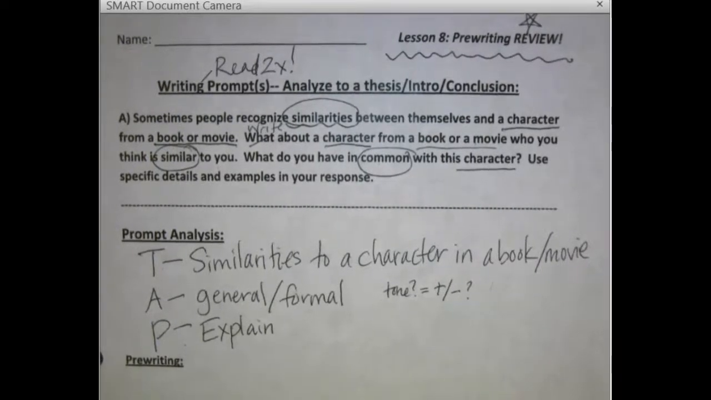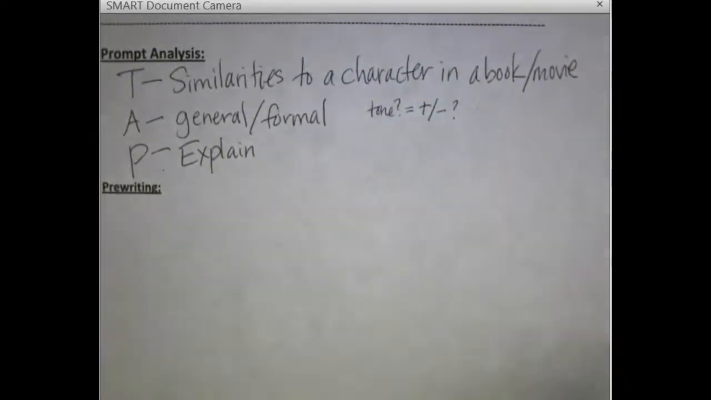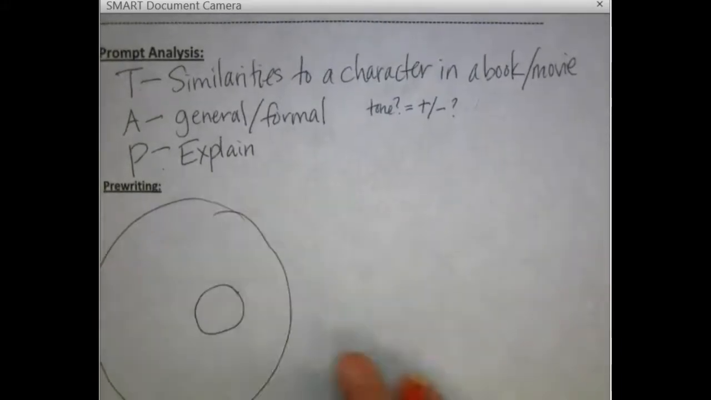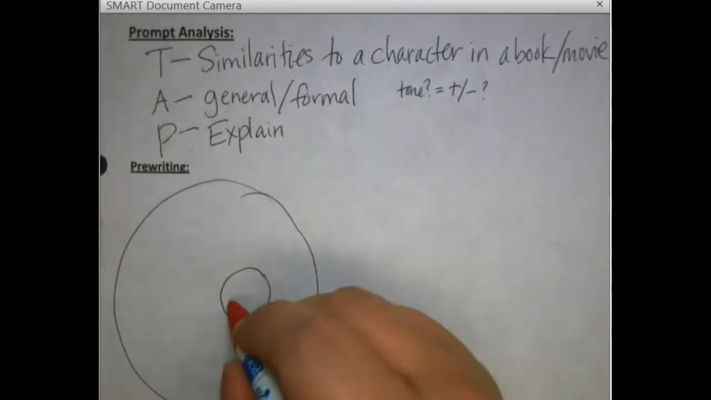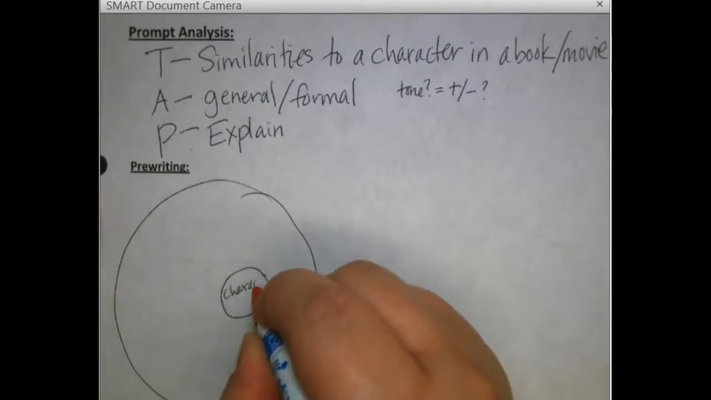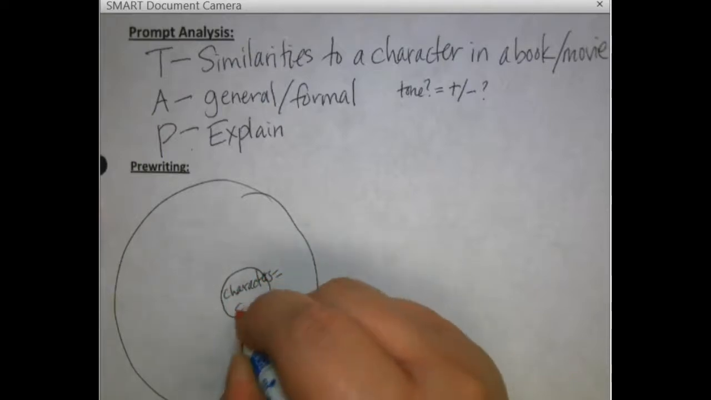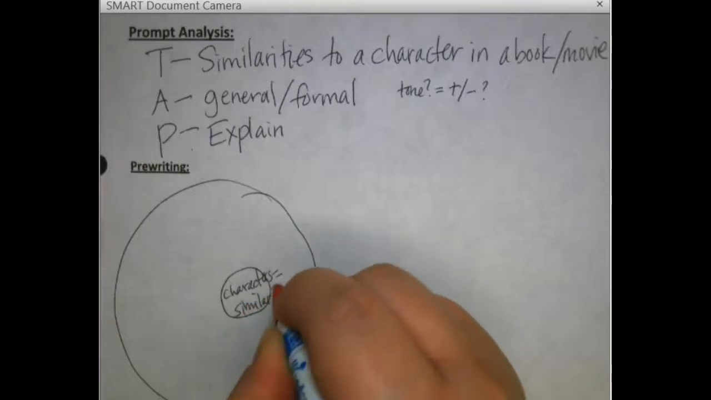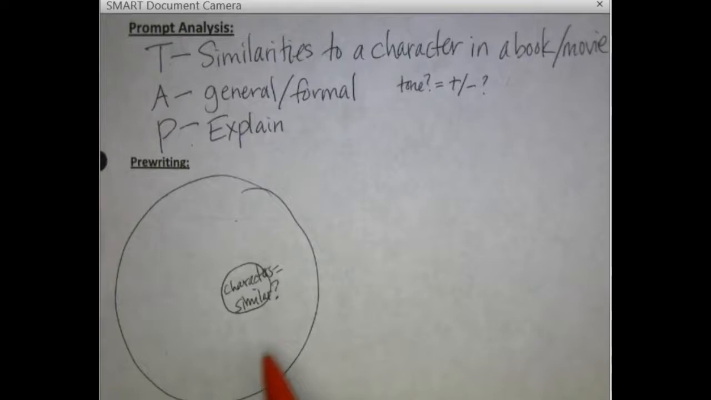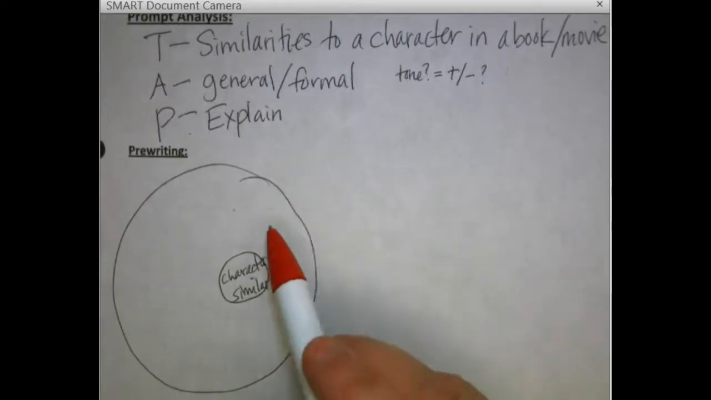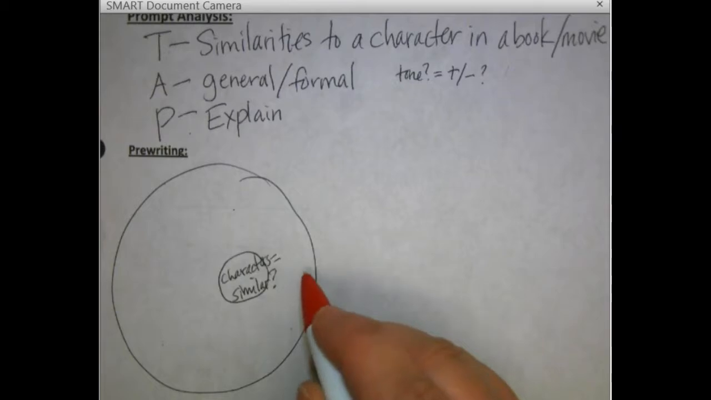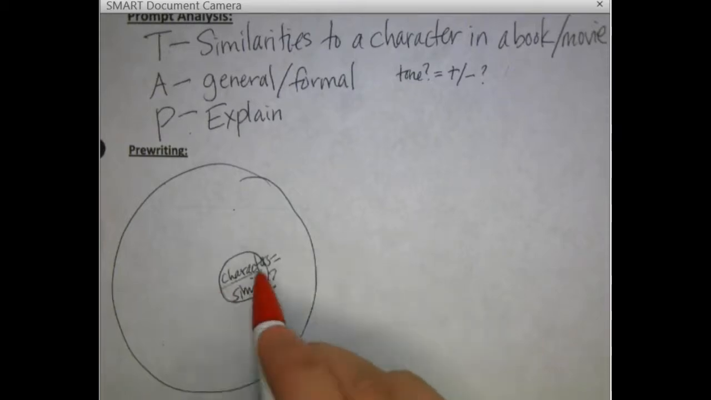So the first thing you want to do is try to figure out a book or movie that has a character to whom you are similar. So I would suggest starting with a circle map and thinking about which characters am I similar to. And you're going to list out some characters, and maybe they're cartoons, maybe they're real people. Try to stay away from actors and actresses or writers. You're just thinking about the characters themselves.